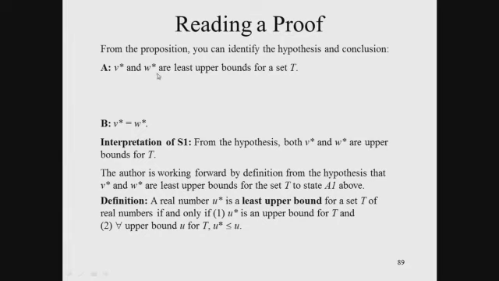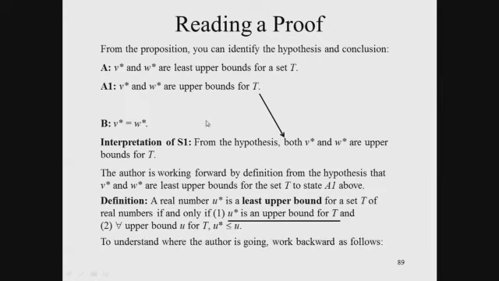V star and W star are least upper bounds for a set T. So here's the definition of a least upper bound. V star is a least upper bound. What does that mean about V star, according to the definition? V star is an upper bound for T. And that's exactly what the author has written here. V star is an upper bound for T, and the same thing for W star. V star and W star are upper bounds for T.